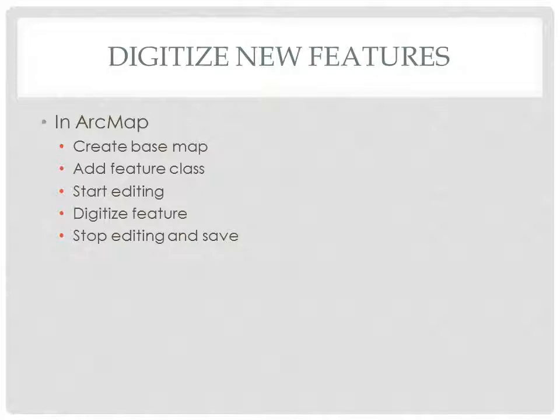In ArcMap, you then load a base map or an image that's geographically referenced. You're going to use that as your base map, and then you'll digitize features from there. You add your feature class and start the editing session. You digitize the feature through editing and then save it when you're done.